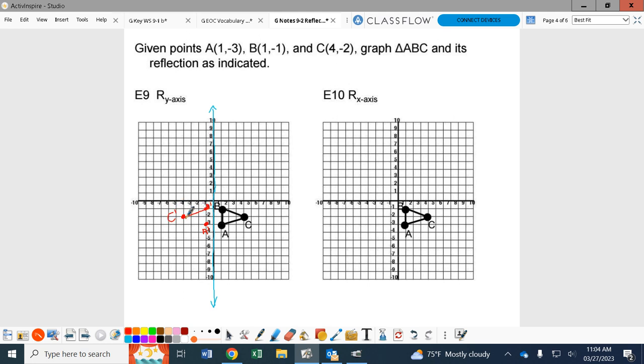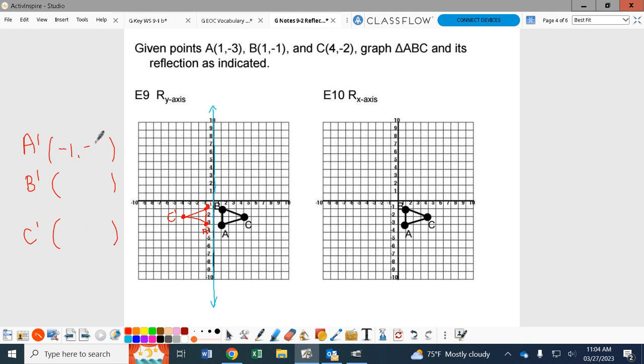Connect those points, and then the key is identifying what A prime, B prime, and C prime actually are, guys. It's not just going to be, give me the graph. You've also got to tell me what points those are. So what point is A prime at? Where is it located on the graph? Start from the origin, go left, and then go down.